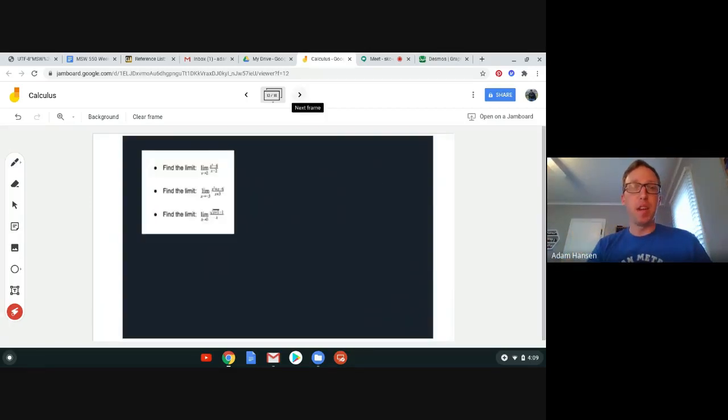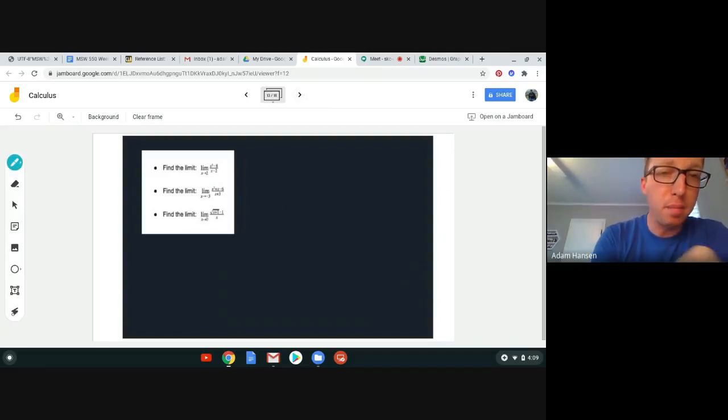So let's practice that. Find the limit as x approaches 2 of x cubed minus 8 divided by x minus 2. So what we're going to do is use synthetic division to make a new function where I can plug in 2. Because I can't right now. I would get 8 minus 8 divided by 2 minus 2, which is 0 divided by 0, which is undefined. So let's go ahead and simplify this.